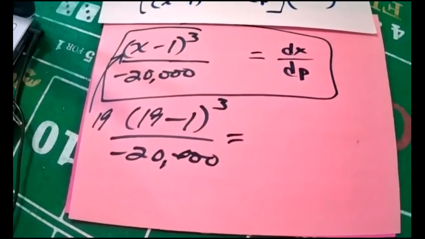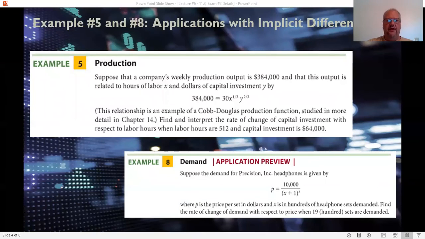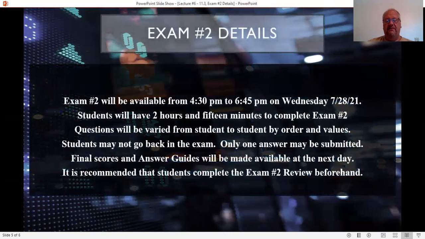All right, before we dismiss, there is one last thing I want to share with you. I hope that was informative and helpful. We're going to go now with talking about our exam. Your exam will be available from 4:30 until 6:45 on Wednesday. So that means there will not be a Zoom that day. And we're going to give you 2 hours and 15 minutes as usual to complete exam 2.